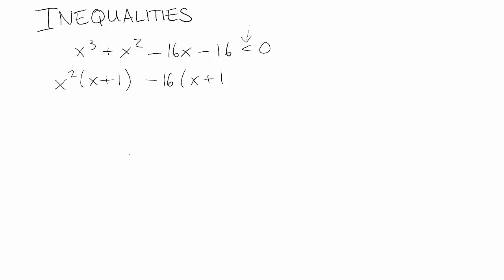Let's try another example. Let's say you had x cubed plus x squared minus 16x minus 16 less than 0. Again, we're looking for the points at which it would equal 0, which we can find by factoring, and then looking at the regions in between those points to see when it is less than 0. So let's try to factor this. I'm going to try grouping here. So x squared comes out, x plus 1. Negative 16 comes out, x plus 1. So x plus 1 is a common factor, x squared minus 16 is left, and that's a difference of squares that we can see is x minus 4, x plus 4.